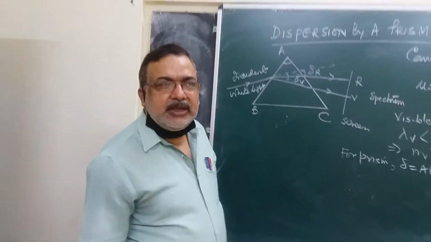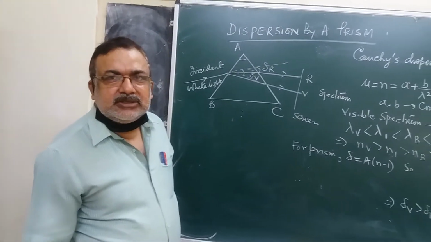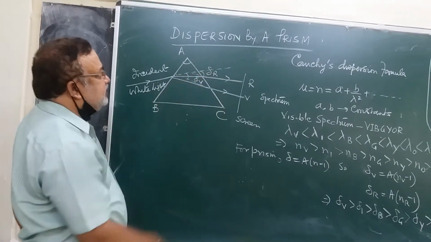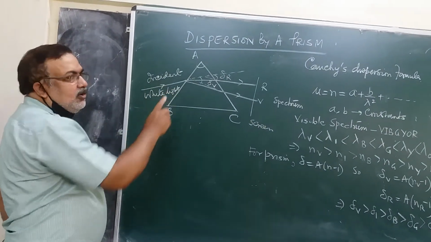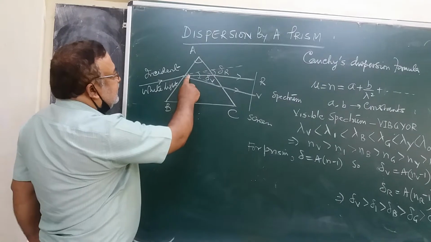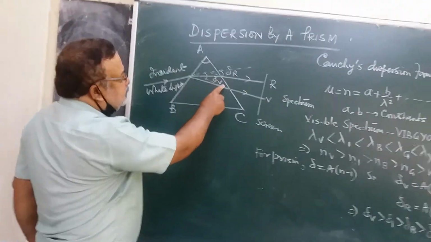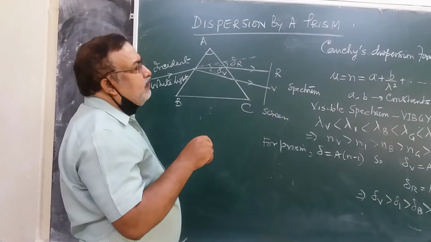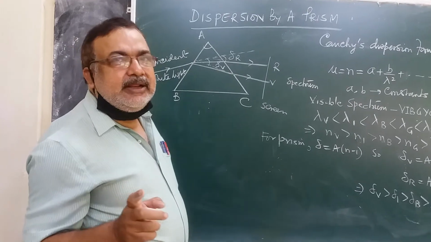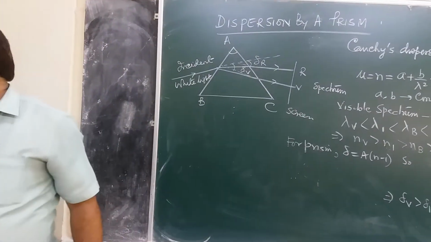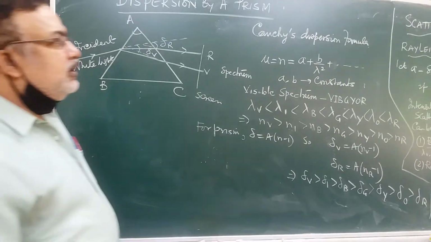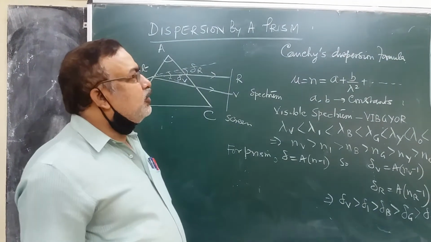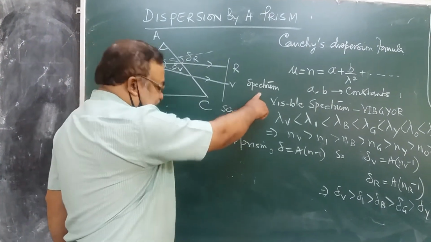Students, this is my 7th video lecture on optics, ray optics. We are discussing dispersion by a prism. So this is incident white light or polychromatic light, and then it splits up into its component colors. This phenomenon of splitting of white light or polychromatic light into its component colors is called dispersion, and the component colors obtained on the screen are called a spectrum.